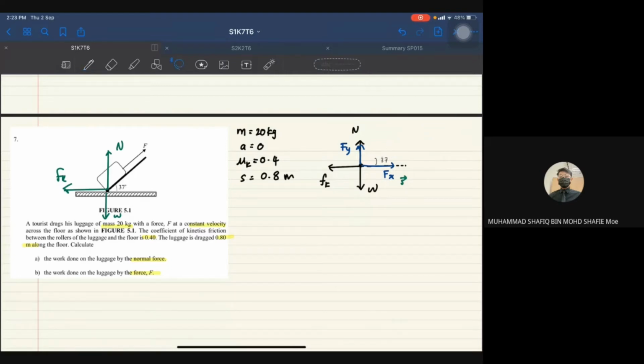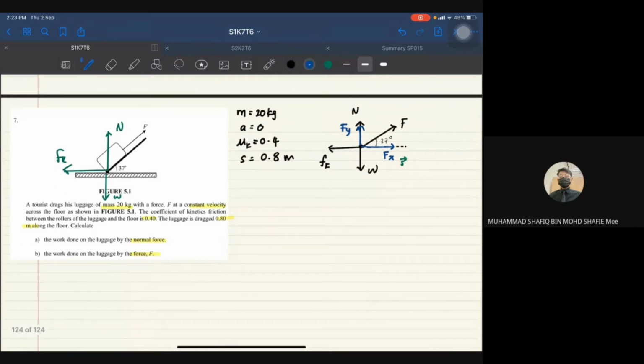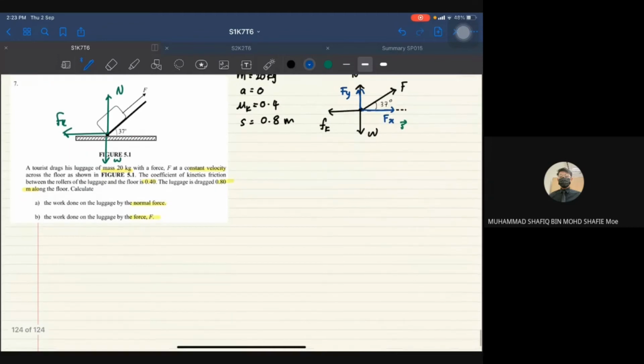Once you resolve, basically you can ignore this one. It's gone. Only those forces are left. Now you can solve this one. Okay, question A. What is the question? The work done on the luggage by the normal force. Okay, let's do question A.